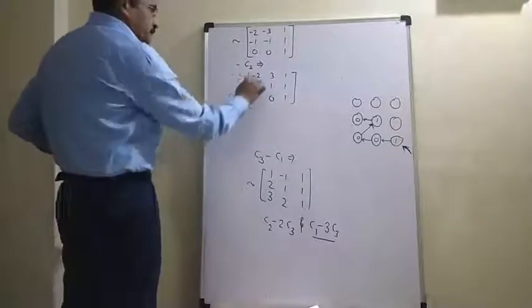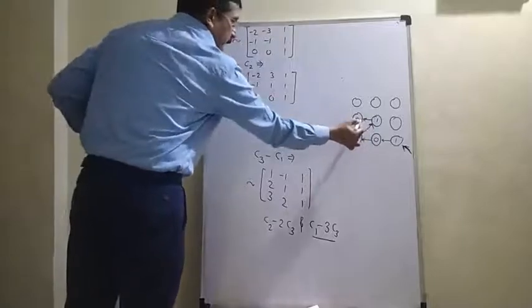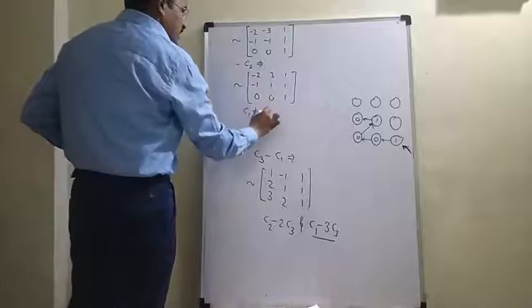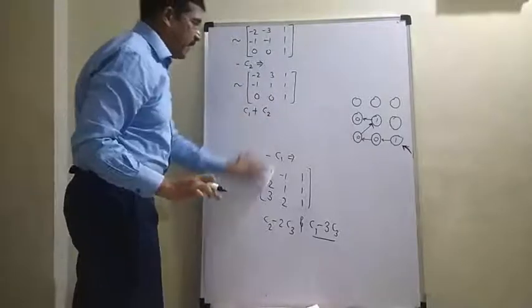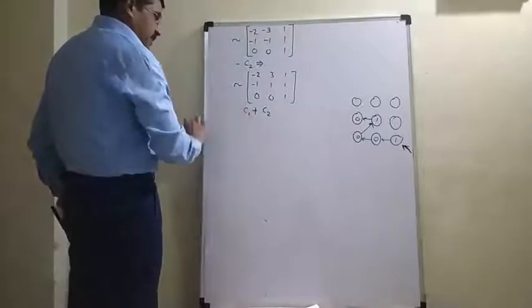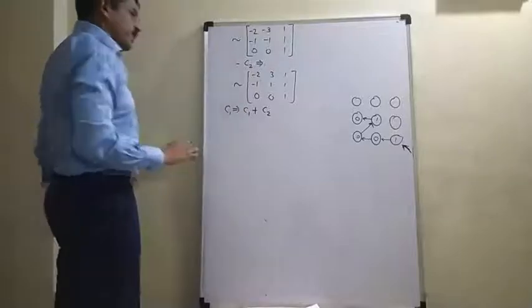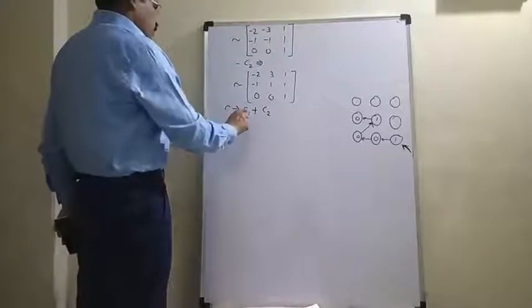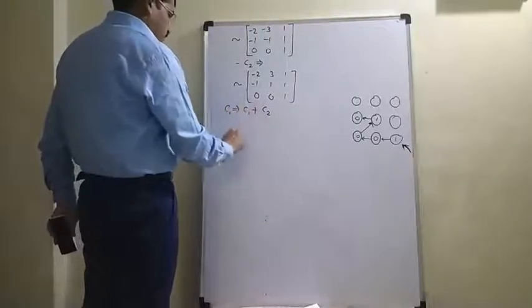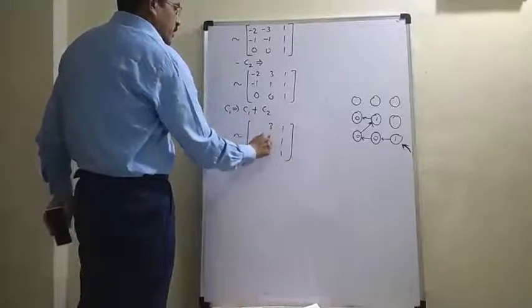Let us see. Now, in order to bring 0 in this place, this is the time to exit, so I will use C1 plus C2 as they have different signs. If I add them, that becomes 0, and I have to change C1. So C1 becomes C1 plus C2. Let us see: 1, 1, 1, 3, 1, 0.